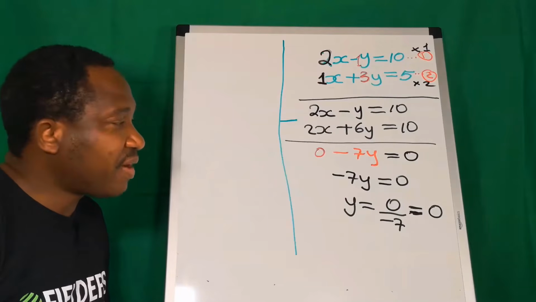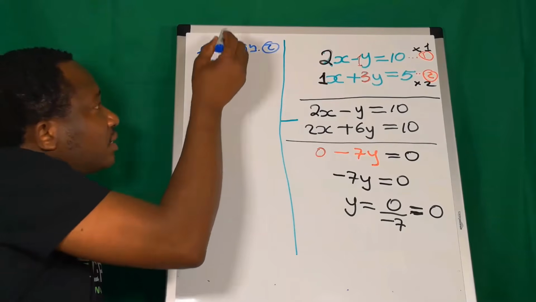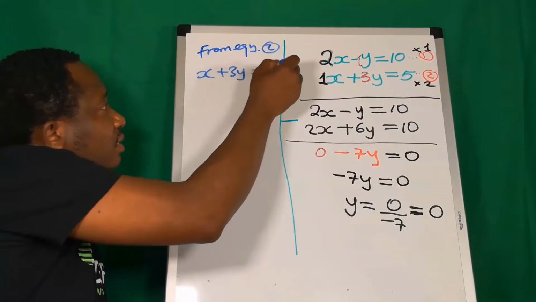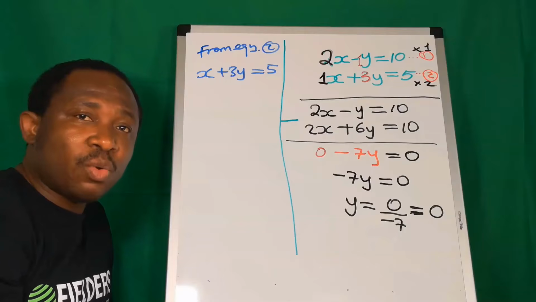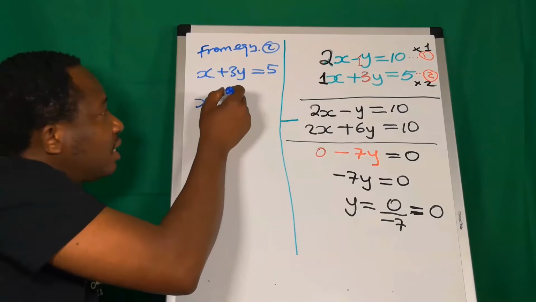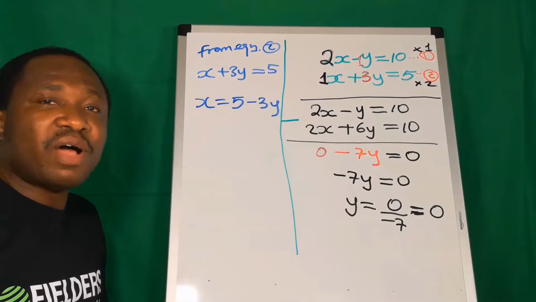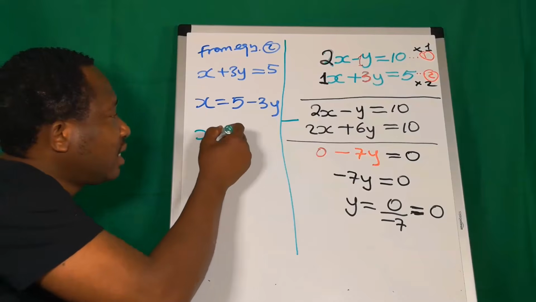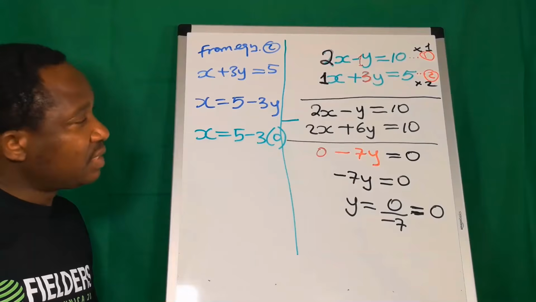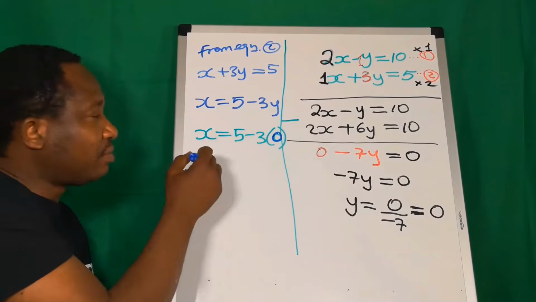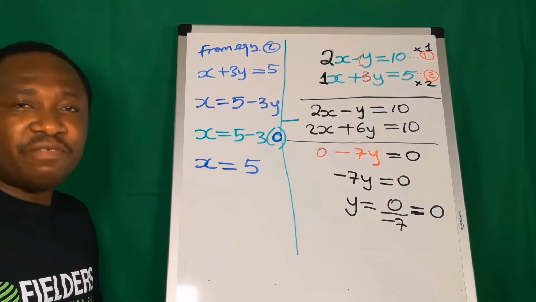Next, let's find x. Now, from equation 2, x plus 3y is equal to 5. X is now 5 minus 3y. I know the value for y. So x is now 5 minus 3 times 0 because y is 0. And 3 times 0 is 0. And here x is 5.